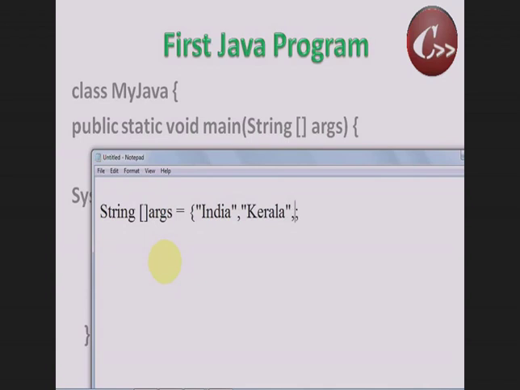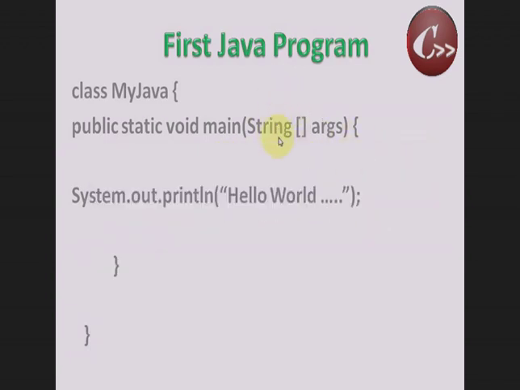India, Kerala, Mavelikara, etc. Now we can store a number of strings in the variable args because args is an array of strings. Why we specify string args inside this main method means the main function is supposed to be receiving an array of strings. In order to denote that, we use the syntax string args inside this main method.